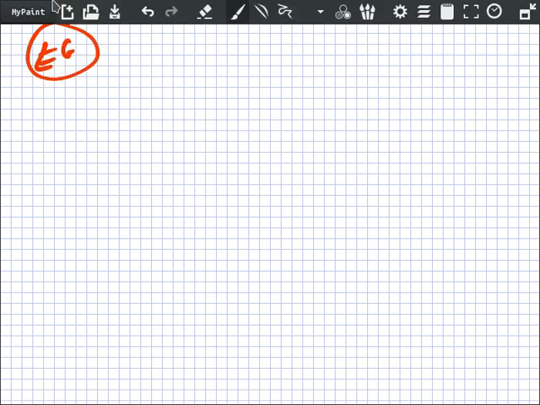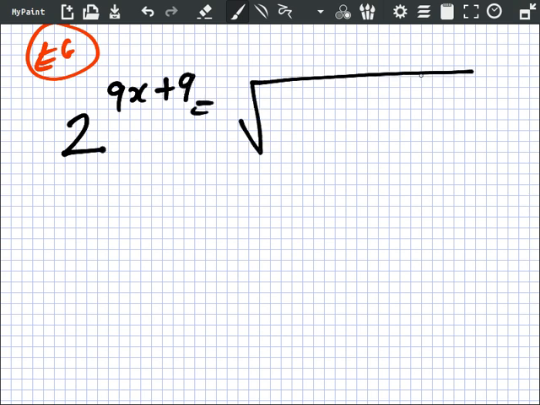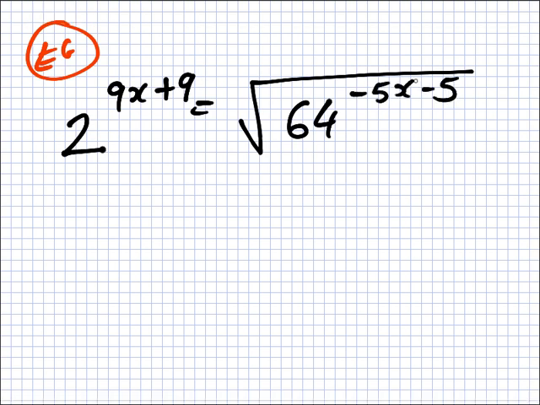Do you know, I think you could try it before I do it. I think you might be able to get it, maybe. 2 power 9x plus 9 equals square root 64 power minus 5x minus 5. Give that a try, and then I'll give you the answer. I think you could do it.